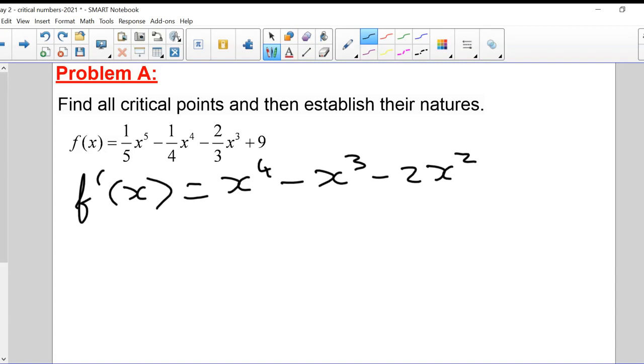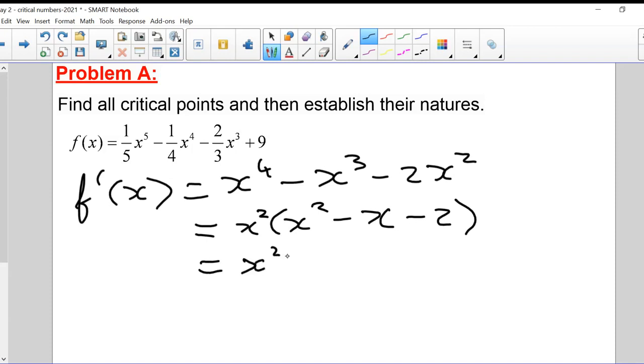And the first thing I'm noticing is that this has a common factor of x. So I'm going to factor out that common factor. That's equal to x into... x. Actually, x squared is a common factor. I just noticed that x squared is a common factor. So that's equal to x squared times x squared minus x minus 2. And that can be further factored into x minus 2, x plus 1.